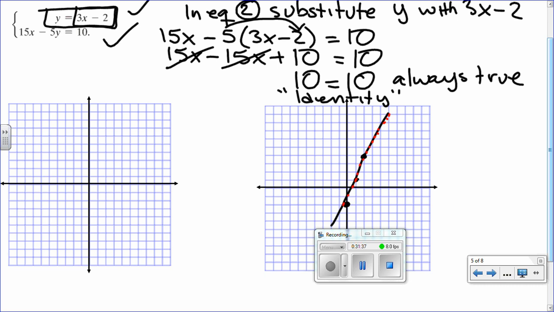So for example, one solution will be 1, 1. Another solution will be 2, 4. And then we have an infinite amount of points because you have an infinite amount of points on any line. However, if I say, is this a solution, this point out here? No. Okay? So it's not everything, it's a lot of them, but you have to be on the line, exactly.